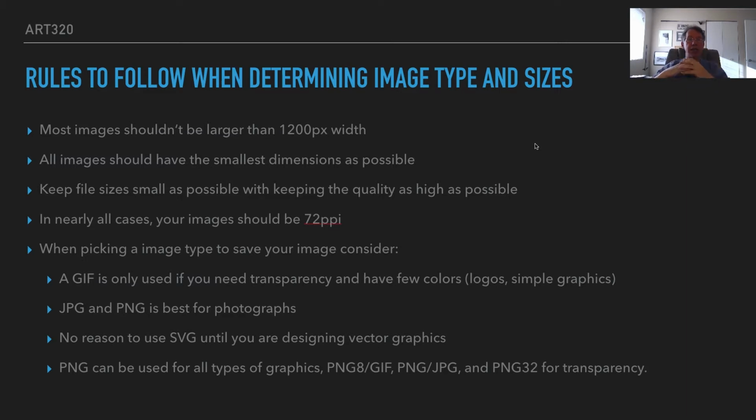In nearly all cases, your images should be 72 pixels per inch. And you can refer to it as dots per inch because essentially they're the same thing. This is something that's changing. For a while, it looked like it was going to change really quick, that the 72 ppi was actually going to jump up to 300 ppi on screens.